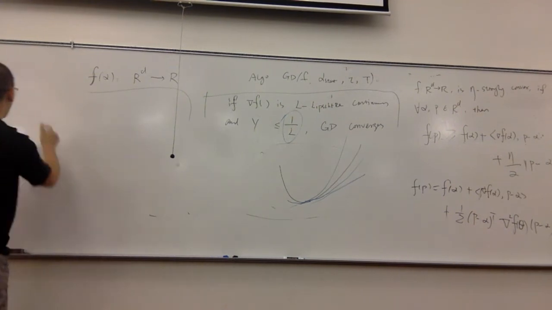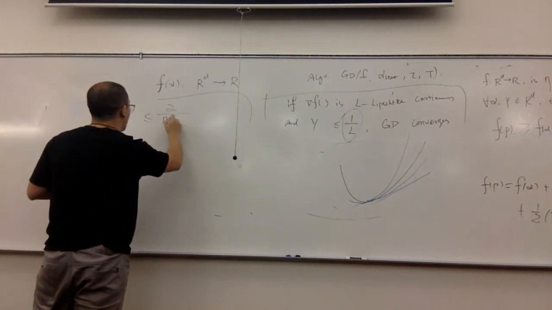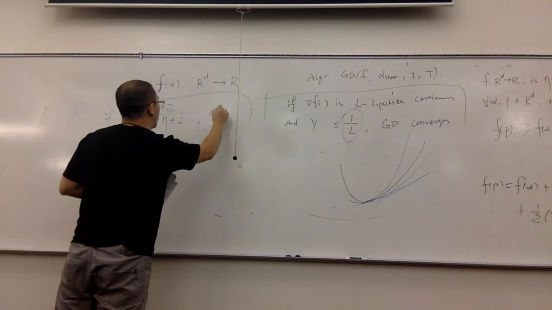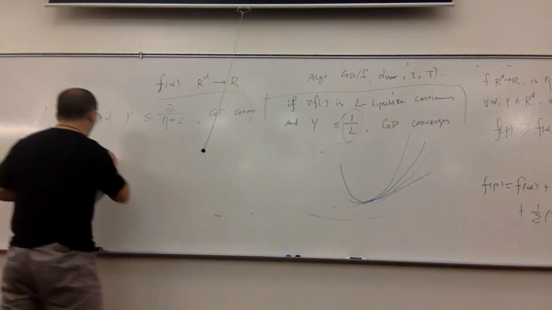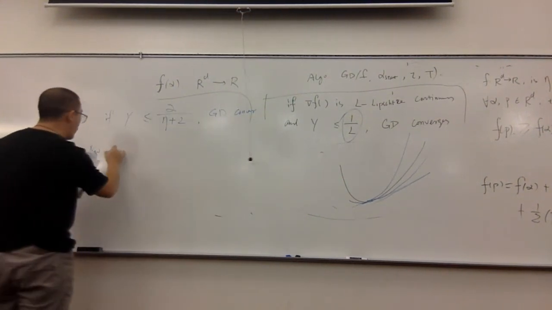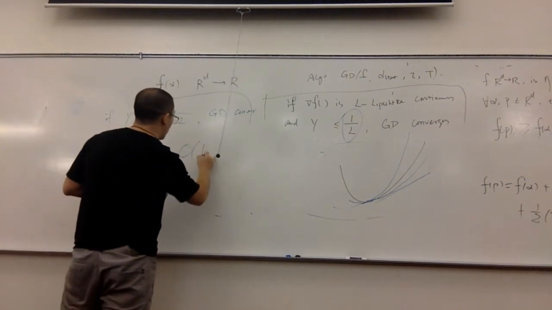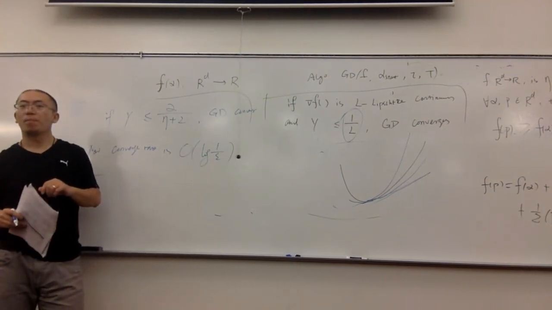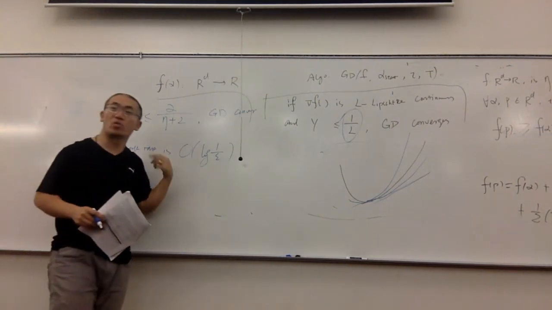and then if you choose your step size to be less than or equal to 2 over eta plus L, then your gradient descent is guaranteed to converge. And now, the fabulous point is that the convergence rate is big O of logarithm 1 over epsilon. That's the result. That's a benefit of a strongly convex function.